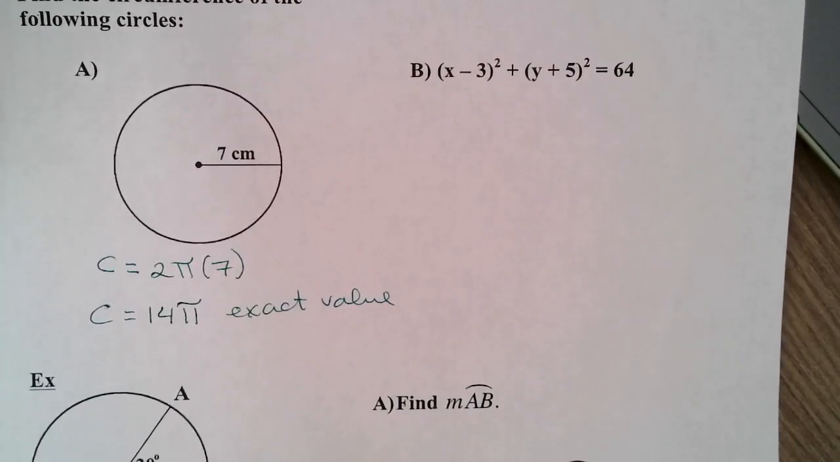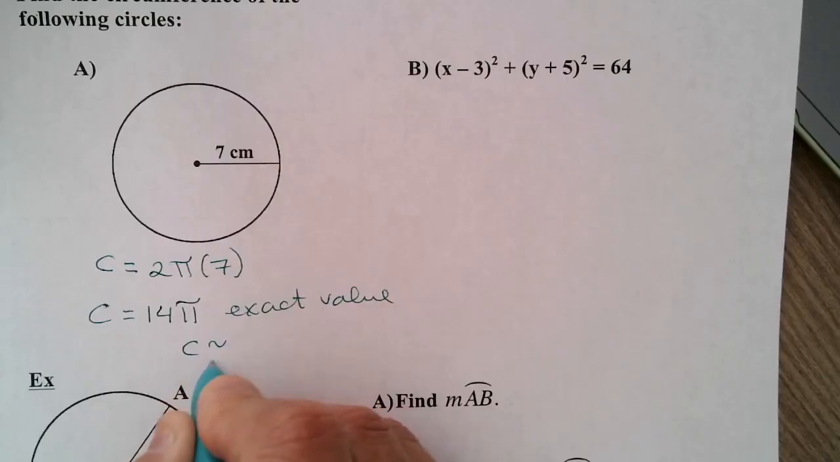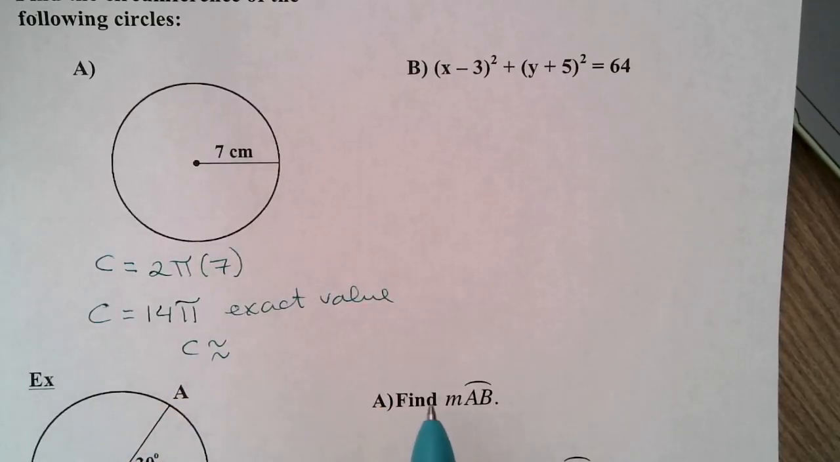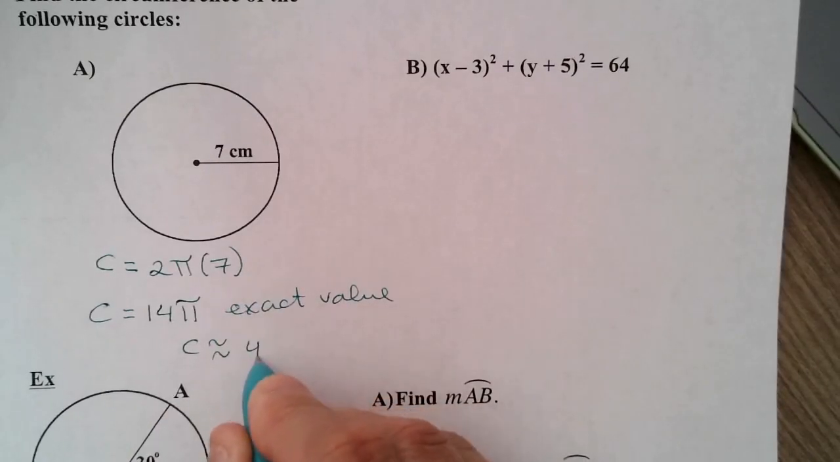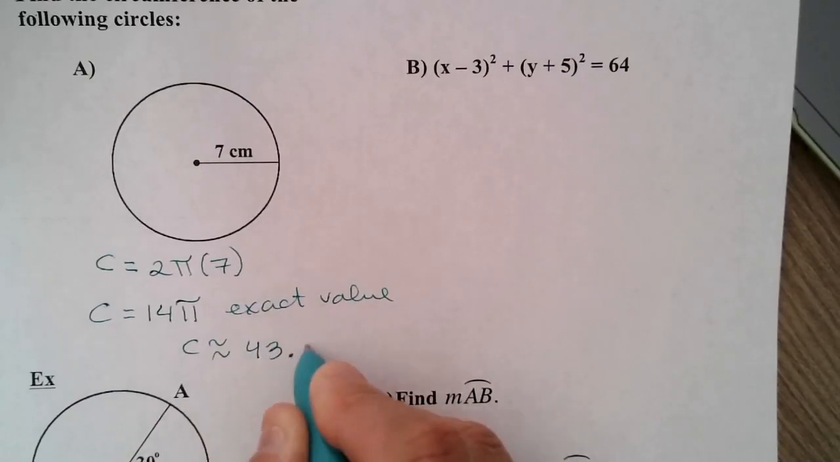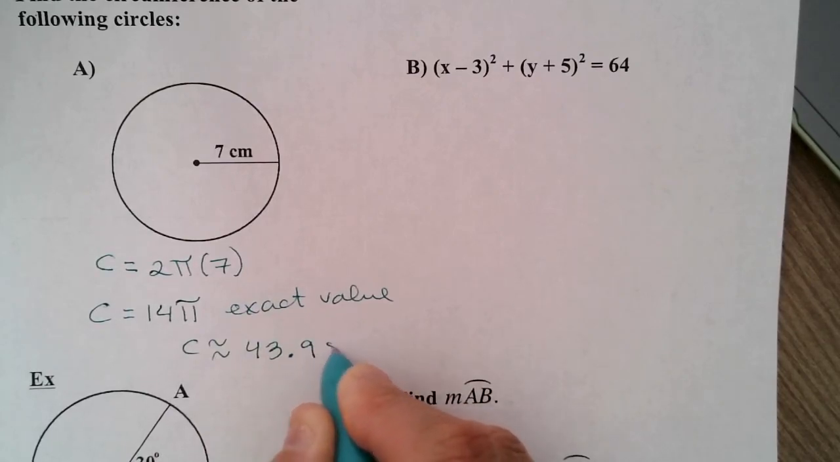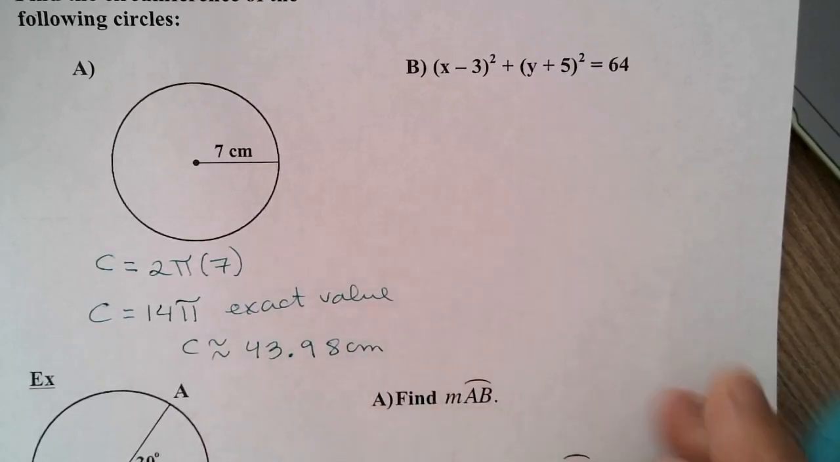And the circumference is approximately, so when you put that in the calculator, remember to use the pi in your calculator and not 3.14, unless the problem asks you to use 3.14. Otherwise, you get a discrepancy on your answer. So about 43.98 centimeters we get for this one.